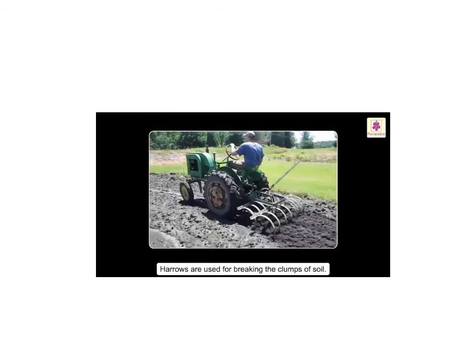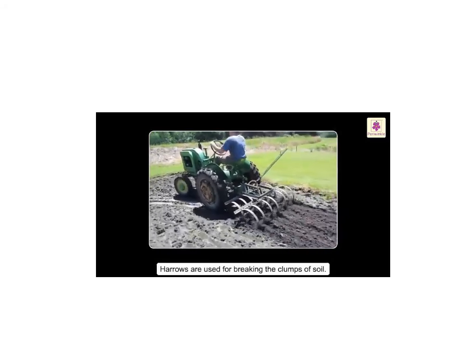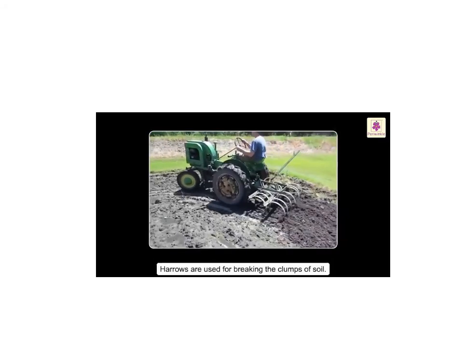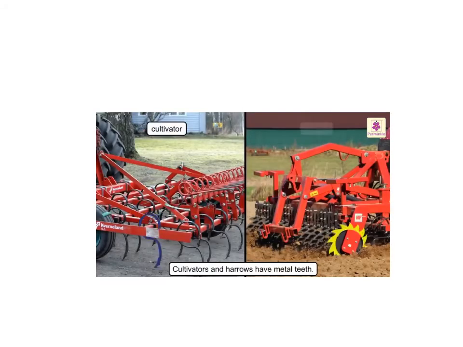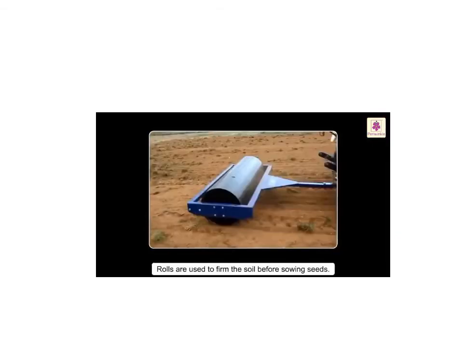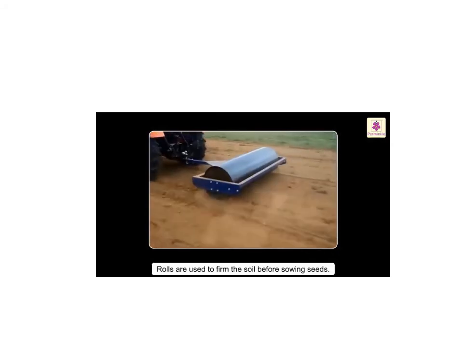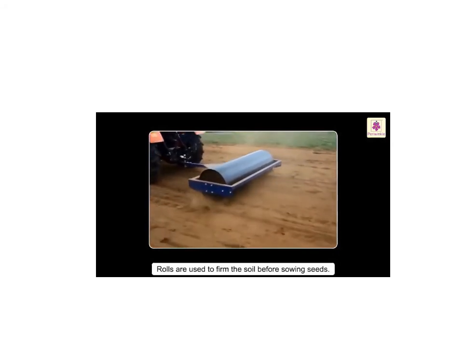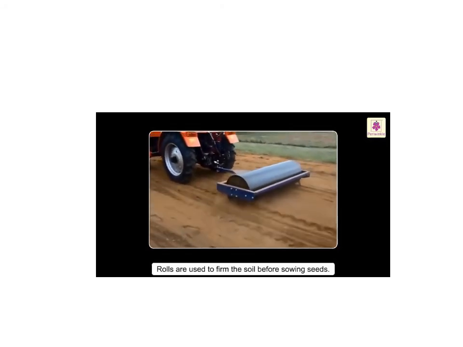Once the soil has been dug up and exposed to the air, the land has to be evened out and clumps of soil broken. Cultivators and harrows have metal teeth and are used for this purpose. If the farmer feels that the soil is a little loose and needs to be pressed to make it firm before sowing the seeds, he uses rollers for this purpose.